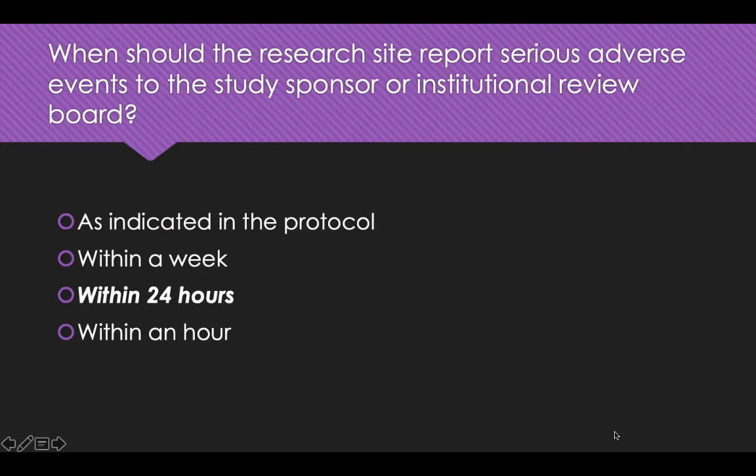Next question. When should the research site report serious adverse events to the study sponsor or institutional review board? You're going to want to do that within 24 hours. Sometimes the IRB or even the study sponsor is required to then turn that data over to the government. It could be the NIH, OHRP, different organizations, but it depends on the situation, the study, the funding, all of that stuff. But generally, research sites need to report those serious adverse events within 24 hours to the IRB or the study sponsor.